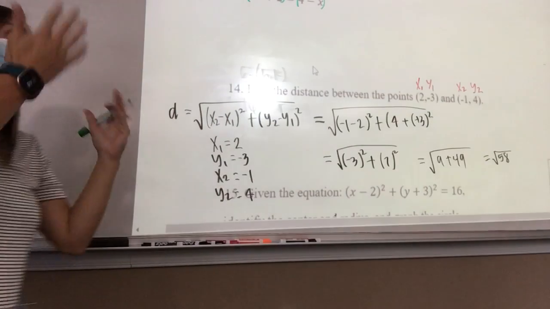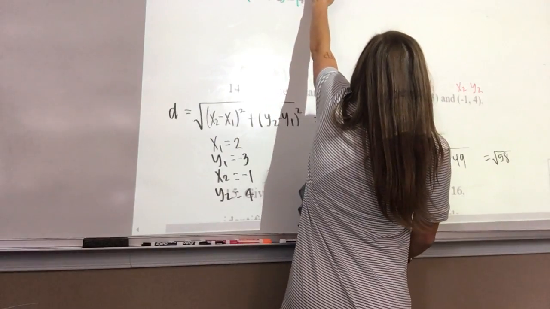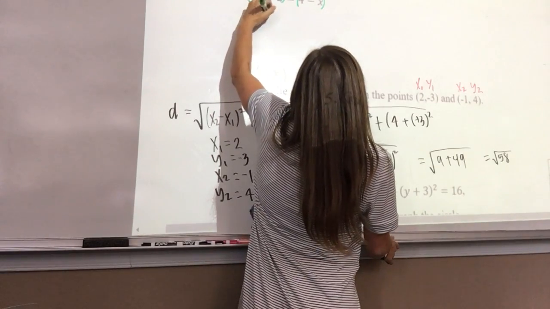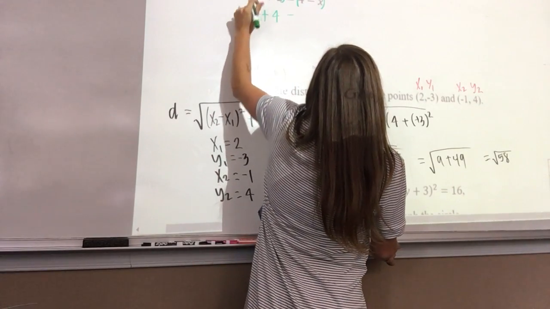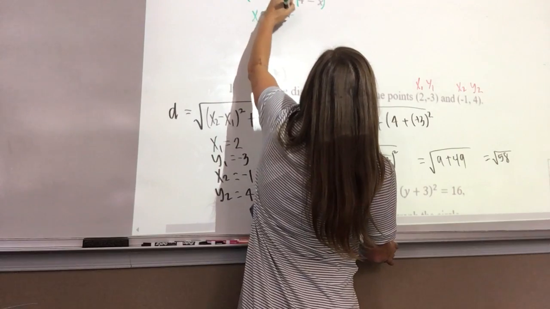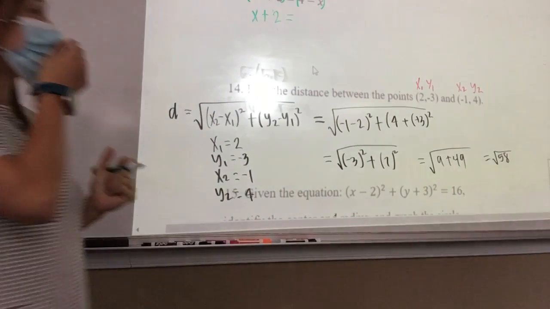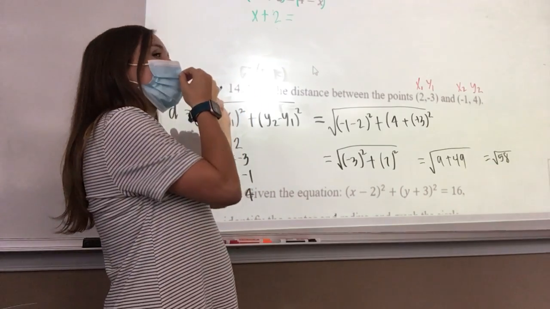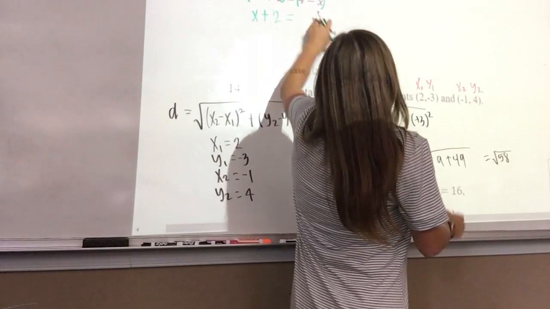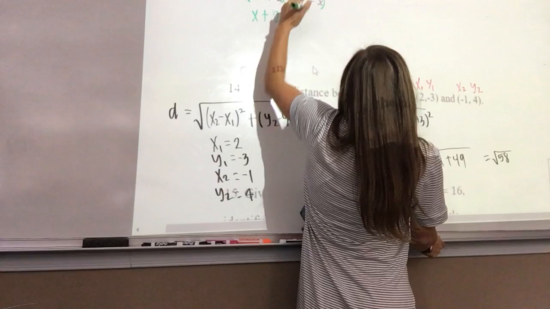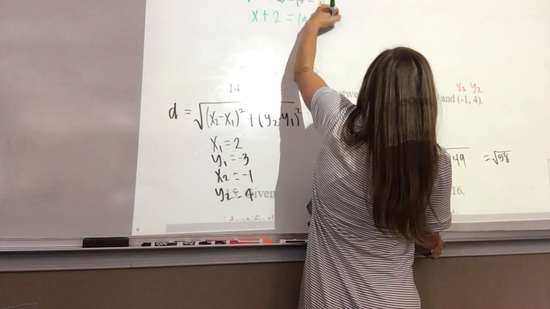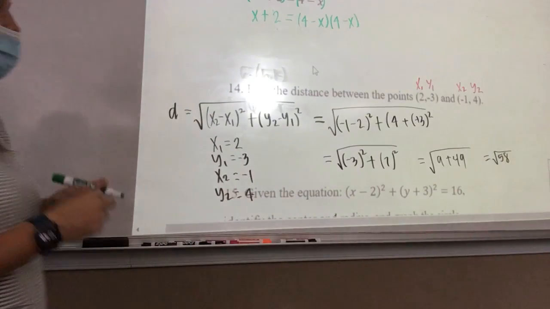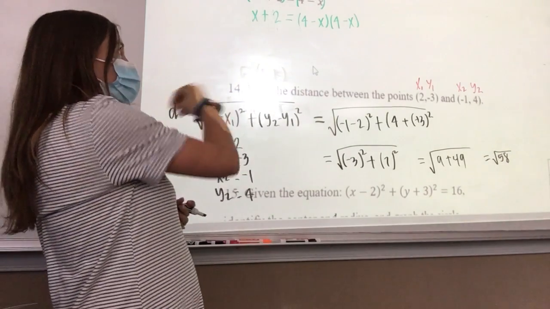But whatever you do to one side, you have to do to the other side. When you square a square root, you're just left with the inside. No, that's not 4. Now, I see this happen all the time. People try to distribute the squared. If this is 4 minus x, it's the same thing as 4 minus x times 4 minus x. Something times itself. So we're going to end up foiling it. It's not like it distributes.